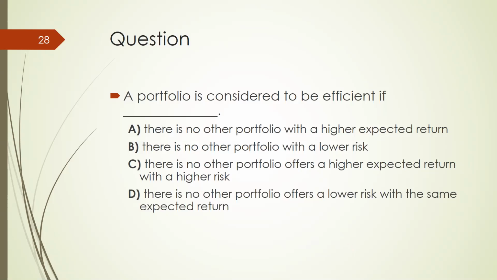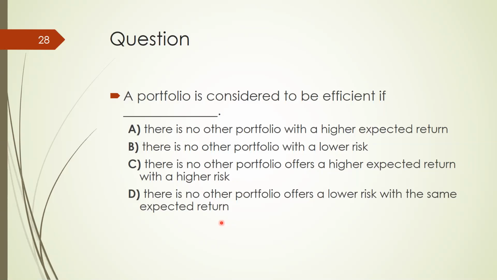Lastly, let's look at this exercise. When do we consider a portfolio being efficient? A, if there is no other portfolio with a higher expected return. B, if there is no other portfolio with a lower risk. C, if no other portfolio offers a higher expected return with a higher risk. Or D, if no other portfolio offers a lower risk with the same expected return.